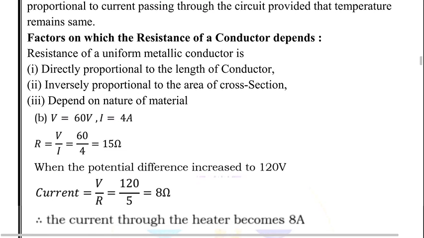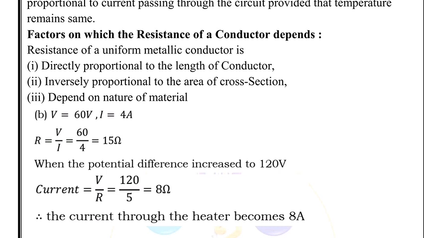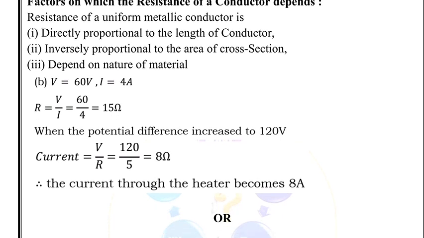Here question number B, the answer is: V is given as 60 volt, and I is given as 4 amps, and we have R equals V by I, that becomes 60 by 4, which results in 15 ohms. When the potential difference increases to 120 volt, current will be equal to V by R, that will be equal to 120 by 15, that is 8. Therefore the current through the heater becomes 8 amps.